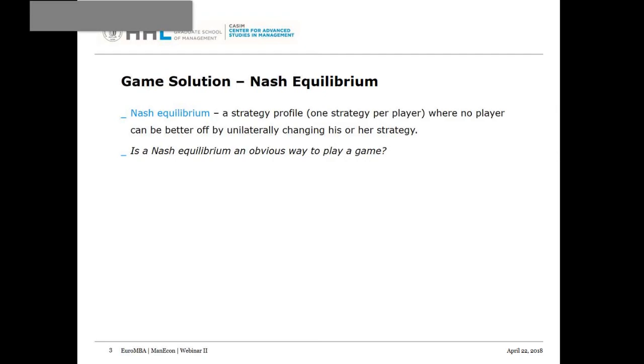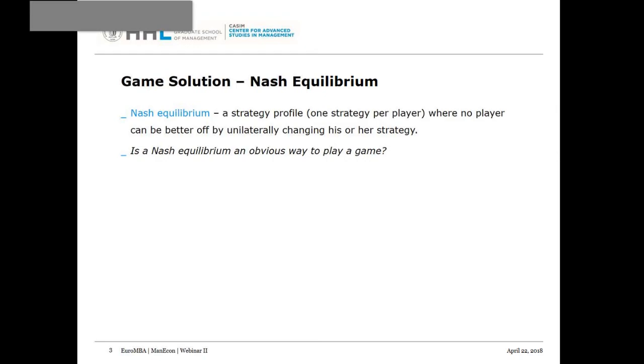So if a Nash equilibrium is a solution, then the question one would need to ask is: is a Nash equilibrium an obvious way to play a game? So let's have a look at game 1. In game 1, we have 2 players. In the normal form, you have the payoffs. You should understand how they work. So the first number is the payoff of player 1. The second is the payoff of player 2. So what are the Nash equilibria of this game?